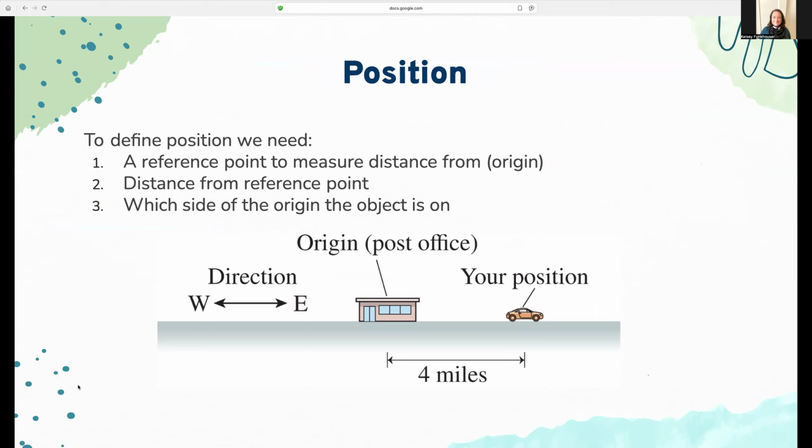So we have this example here where the post office is the origin, and we're looking for your position, and you happen to be in this car that is 4 miles from the origin. But like I said, we need to know which side of the origin it's on. So you could say it's on the right side or east, because we're given east and west here in directions. So the position of you in your car is 4 miles east of the post office.